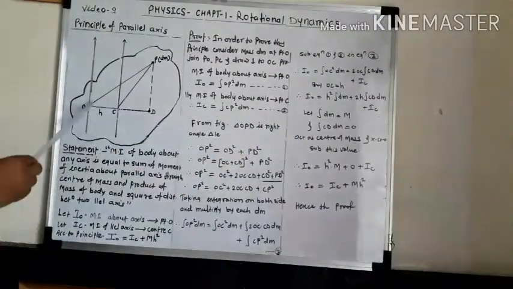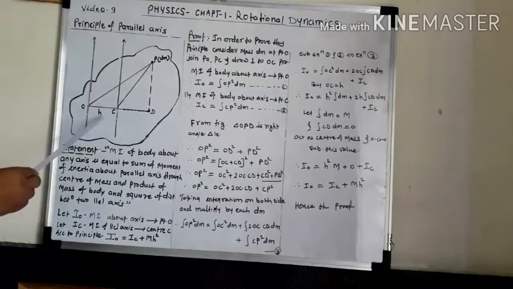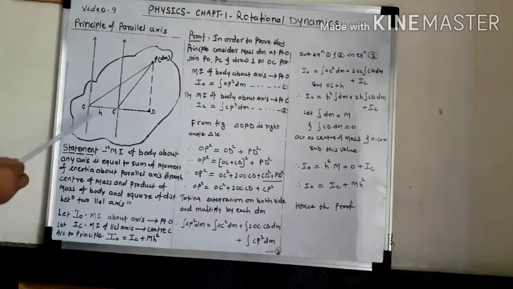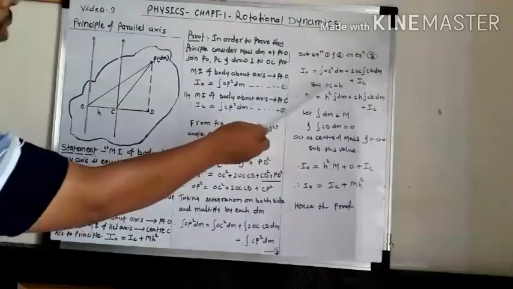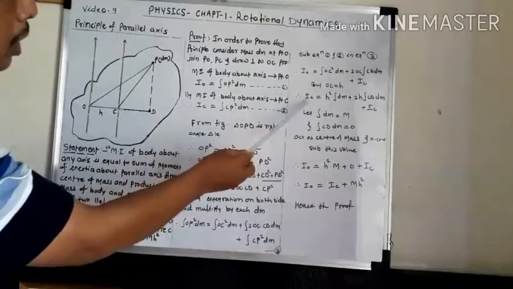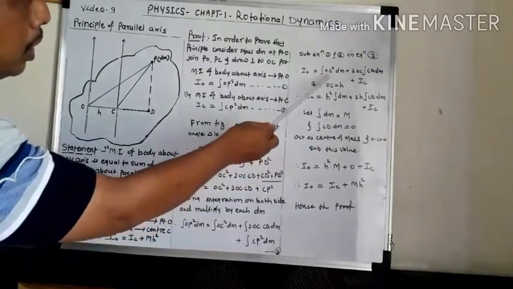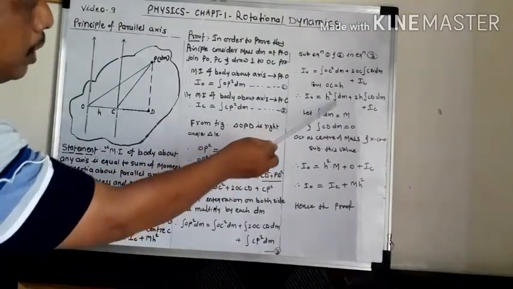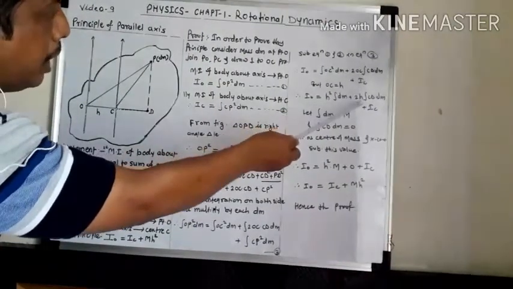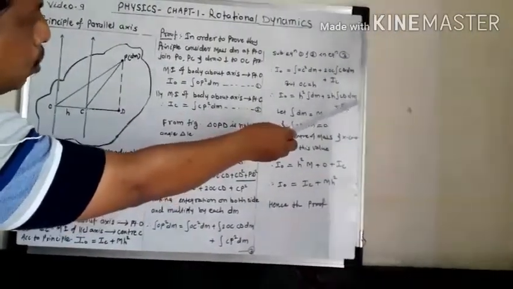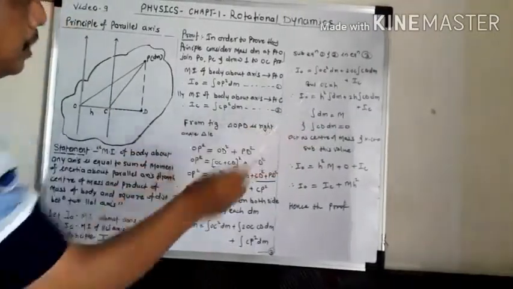Then this OC is nothing but the distance between these two parallel axes, this is nothing but the h. Sometimes you can write this distance in another symbol, but in your book we have to write h, OC is equal to h. Then IO is equal to this constant h square integration of dm plus twice h, instead of OC you can write h, integration of CD into dm and plus IC as it is.